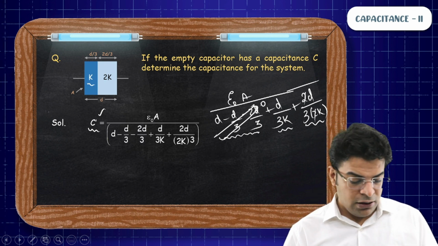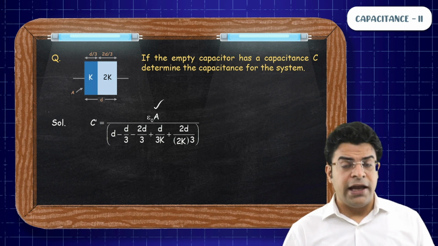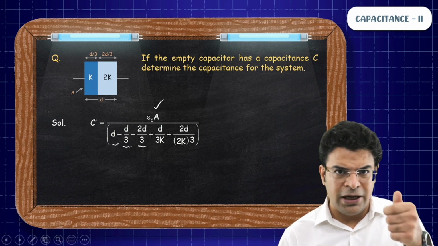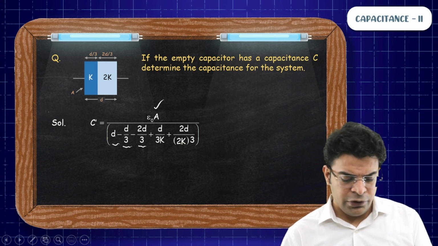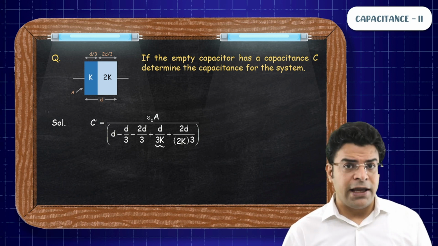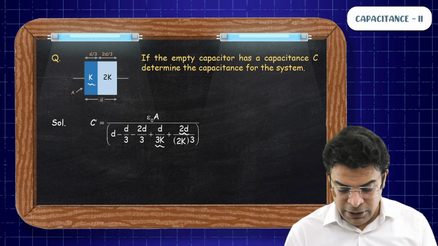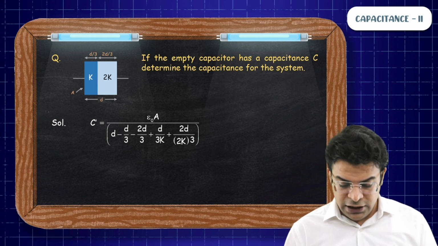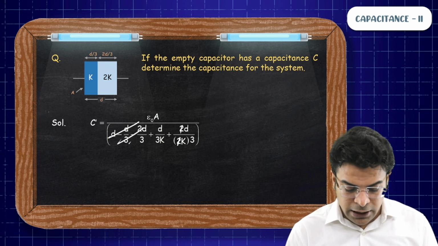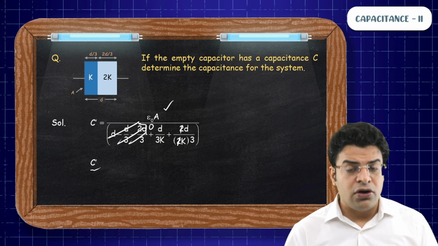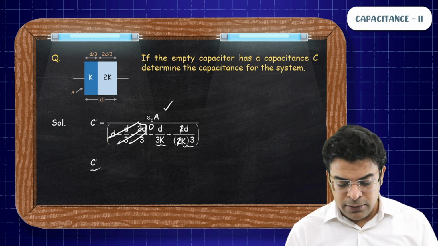So you will write the new capacitance will be epsilon naught A upon D minus D by 3 minus 2D by 3. T1 is D by 3, T2 is 2D by 3, plus T1 by K1, D by 3 divided by K, plus T2 by K2, 2D by 3 divided by 2K. So here you can cancel out 2 and 2 and this whole part becomes 0. So what you get is C dash equals epsilon naught A upon D by 3K plus D by 3K.